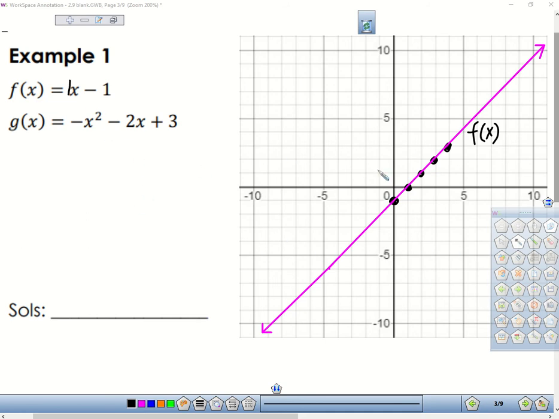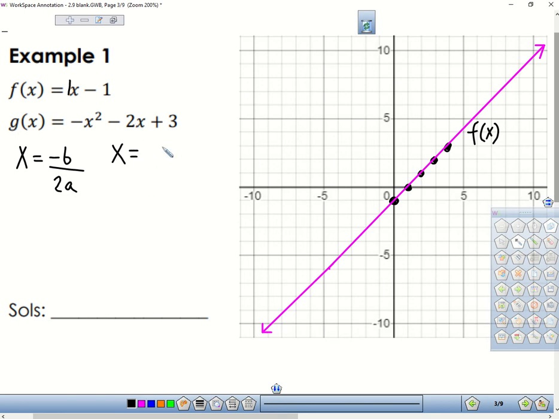So now how to graph the quadratic. The easiest way to graph a quadratic is to find its vertex first. So how do we find the vertex? We have a formula for that, right? X equals negative b over 2a. That's the formula for the x-coordinate of the vertex. So we're going to use that formula to calculate the x-coordinate of the vertex.